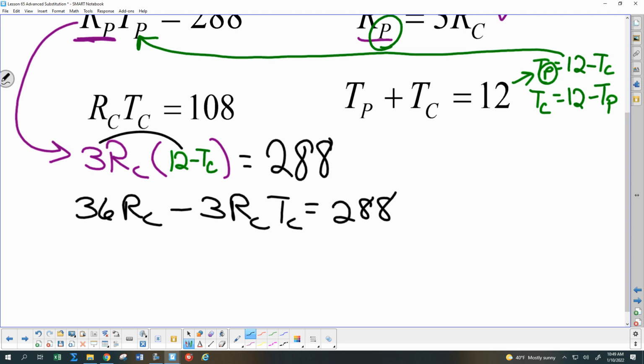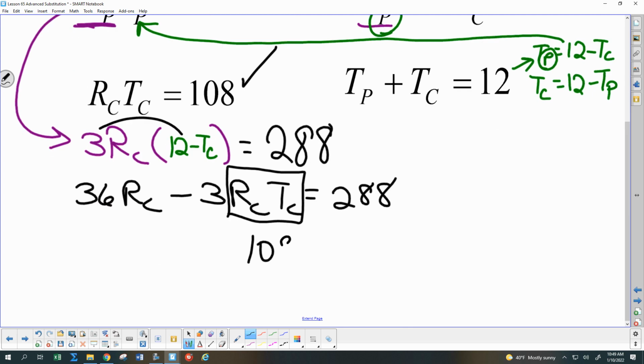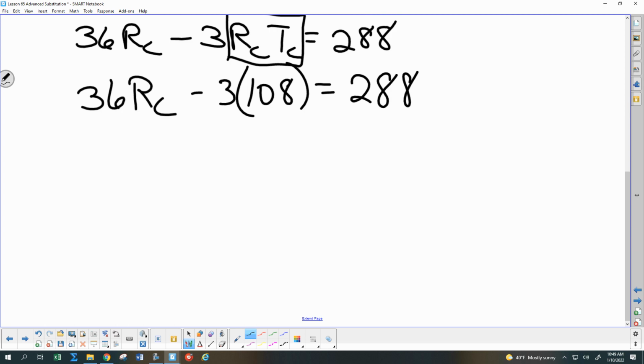Okay, I've still got two different variables in this. Who can tell me what I'm going to do? So far, I've used three of my four equations. There's one I haven't used yet. What am I going to do there, Bryce? So I'm going to do the double letter substitution that the RCTC altogether is 108. And I had minus 3 times that. And I still have my 36 RC out in front. And so let's see, 324. And I was subtracting that, so now I think I want to add that on both sides.